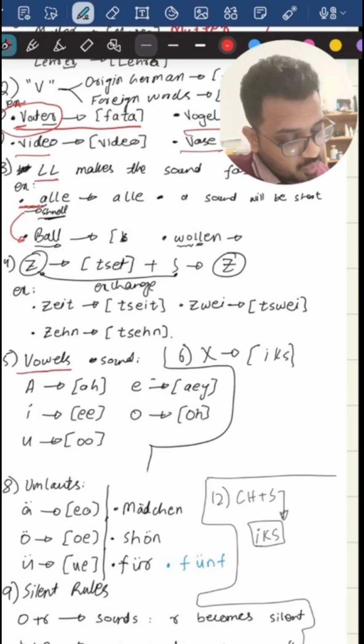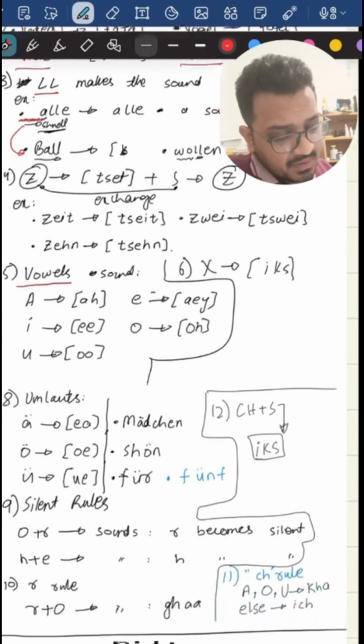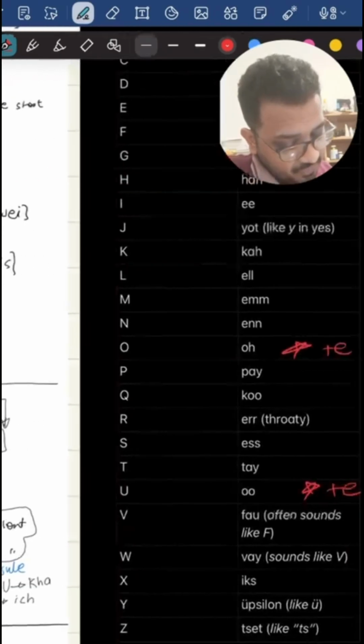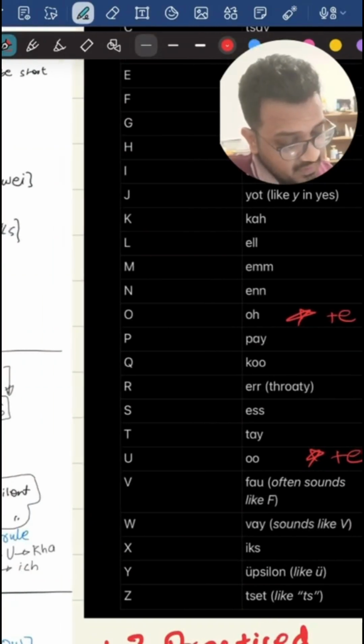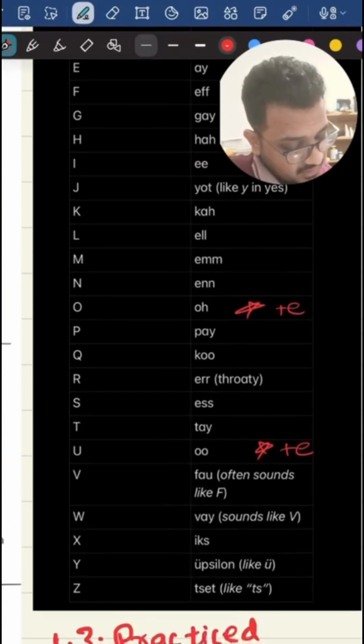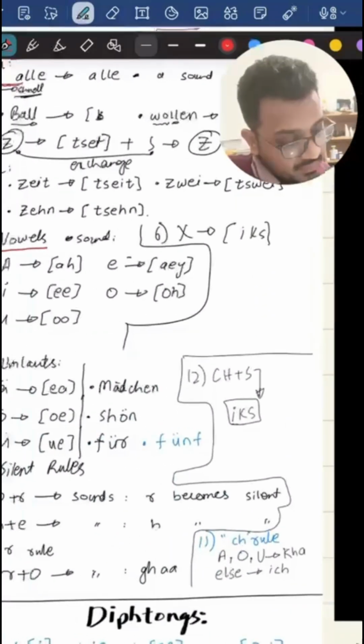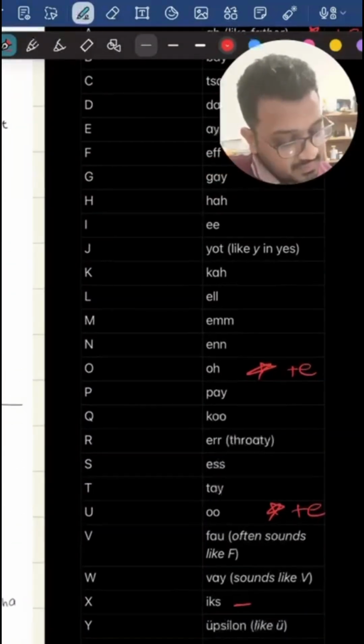And now the fifth rule, which is vowels, which sound as a, e, i, o, u. Just keep in mind, the fifth and sixth rules are simple. They are taken from basically the alphabet. Here you can see the X sounds as X, and the vowels sound the same as here.